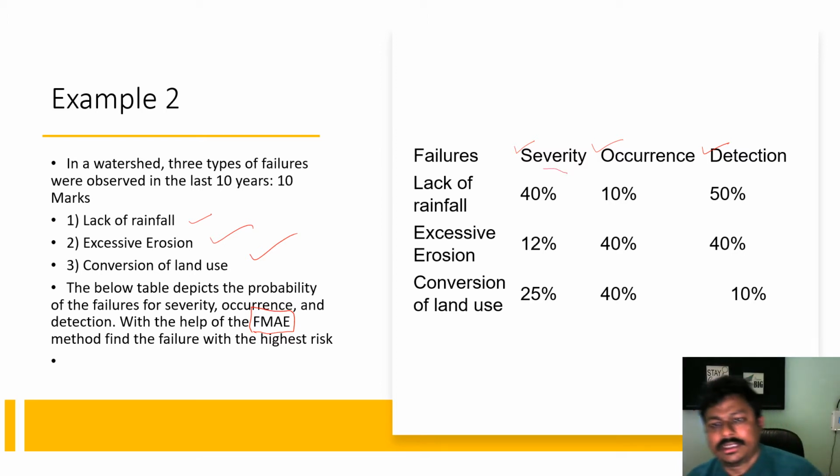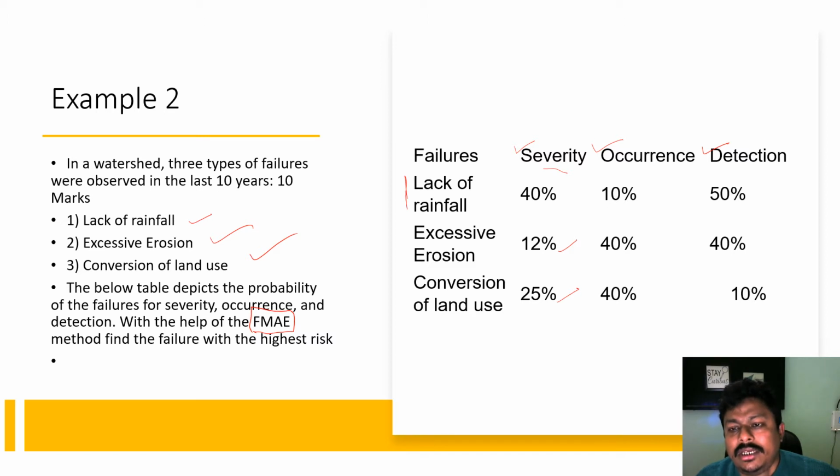Severity signifies that if this failure occurs, right, then how severe can be the impact, right? For example, if there is no rainfall, the entire watershed will be drought prone. So, among these three failures, whose severity is higher? Now, here you can see with the help of these ratings, we can understand that the lack of rainfall has the highest severity, followed by conversion of land use and excessive erosion.